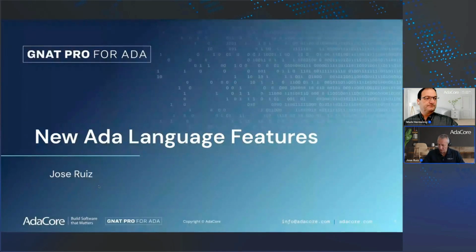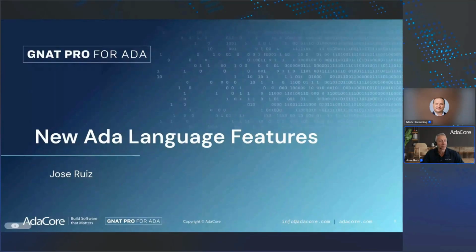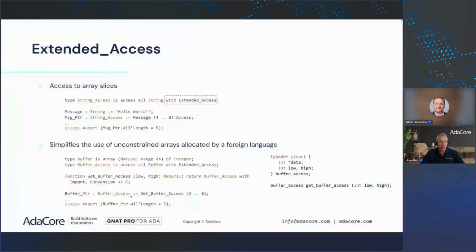So I'm going to give you a very quick and brief overview of a few new things that we have added to the compiler that will help you develop what we believe is better Ada code. One of the things I want to say is that you will have access to the slides, so you will have time to look into the details of the examples that I'm showing. I will go very quickly just to give you the main ideas of them.